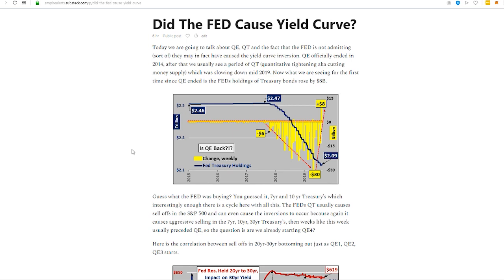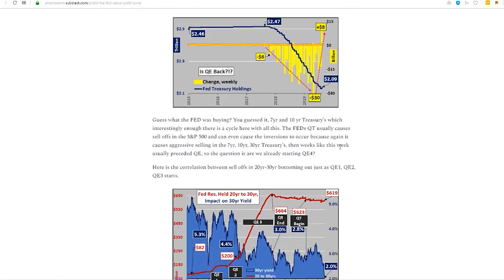Okay, so quantitative easing originally stopped in 2014, and quantitative tightening was happening through 2019. But it's apparently stopped. And what we just saw about a week ago is that now the Fed has increased its treasury holdings by $8 billion. So is QE4 starting? That's the big question on everyone's mind.